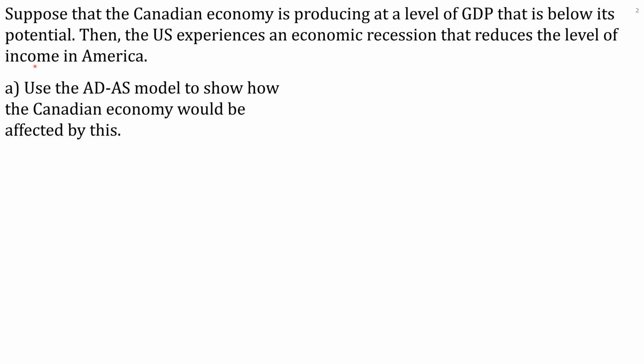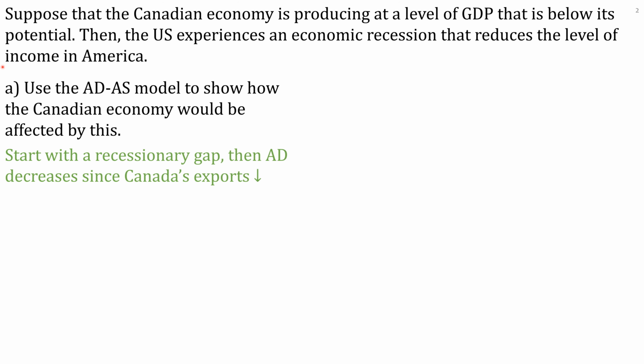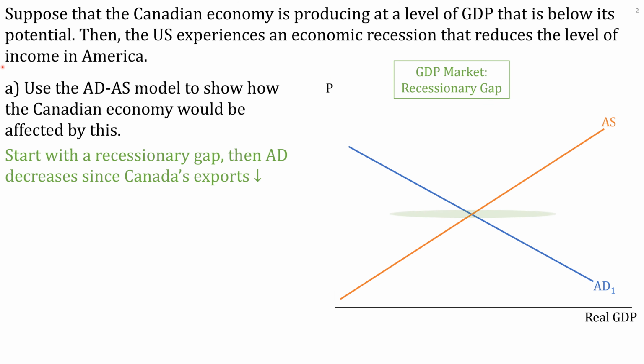income. When they have less income, they're going to buy less from us. So our exports will decrease. Okay, so the interpretation here is that we start with a recessionary gap, then the aggregate demand is going to decrease since we're going to have less exports. So there's going to be less spending on our goods and services. So you would draw your GDP market with AD and AS. You find your equilibrium. The Y1 here is your actual GDP.